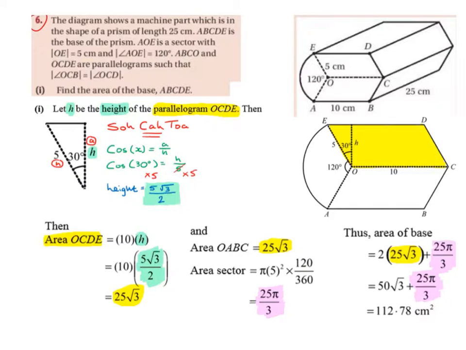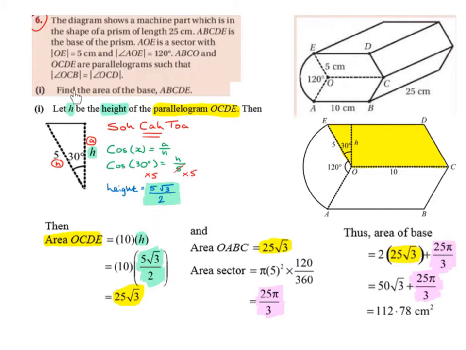ABCO, so this shape, this quadrilateral at the bottom, and OCDE, the quadrilateral at the top, are parallelograms, such that the angle OCB, this angle in here, is equal to the angle OCD. So OCD is equal to this angle in here. So that tells us that they are identical parallelograms.